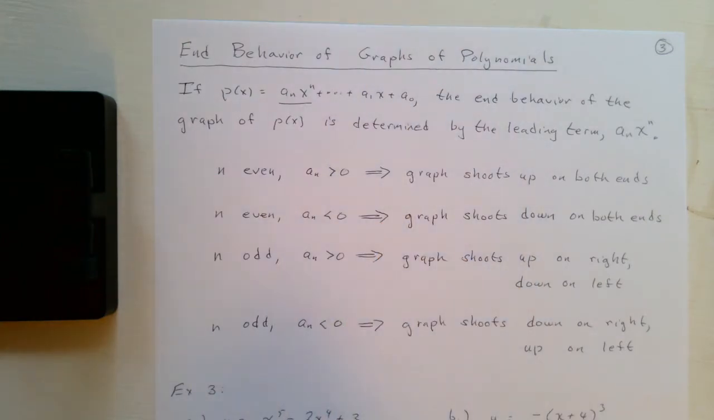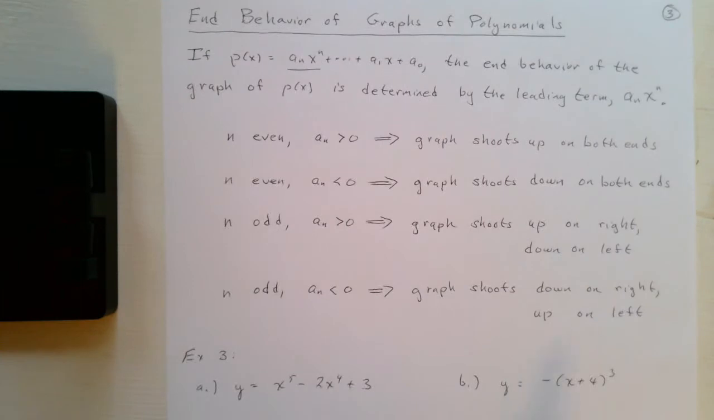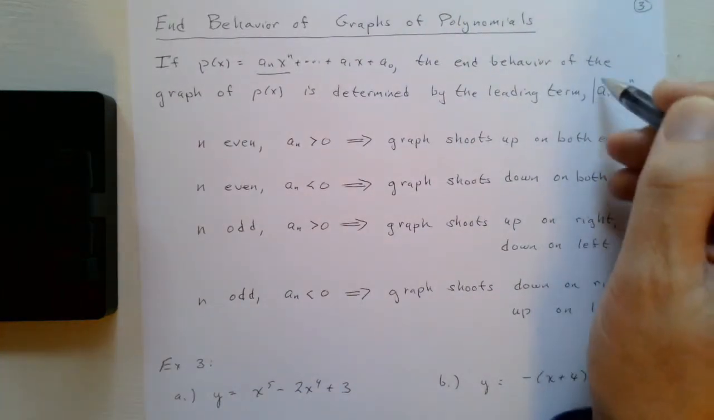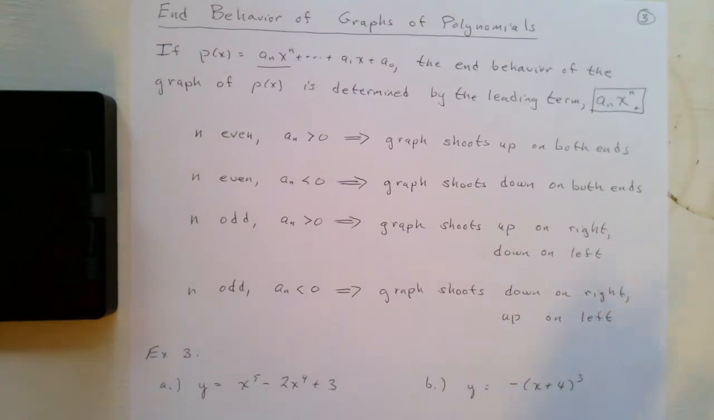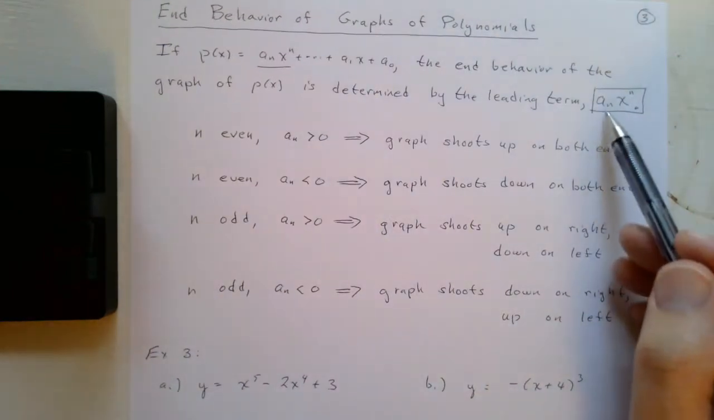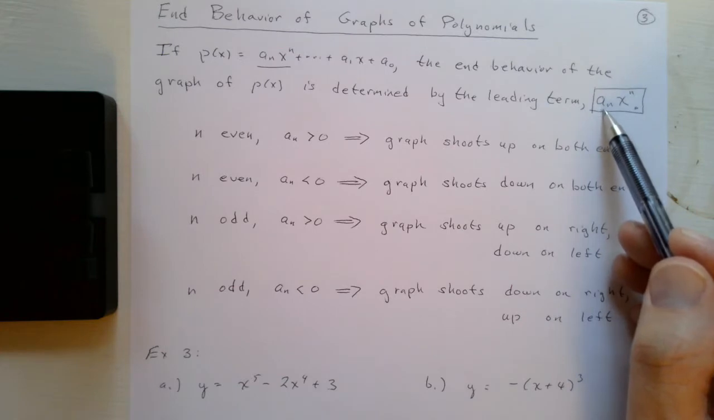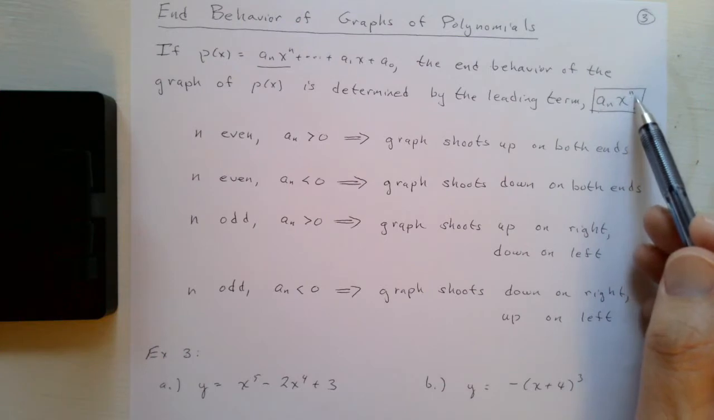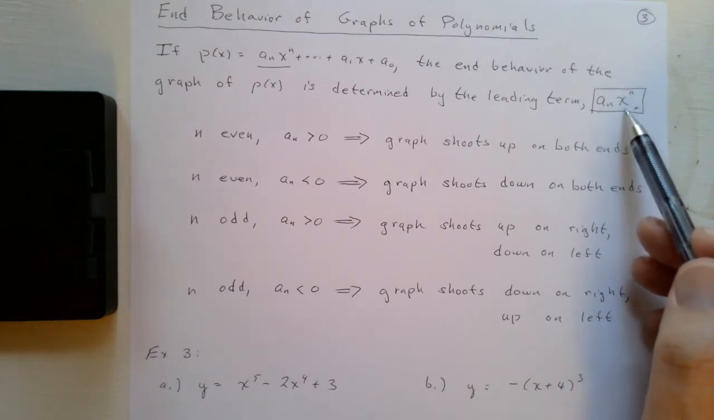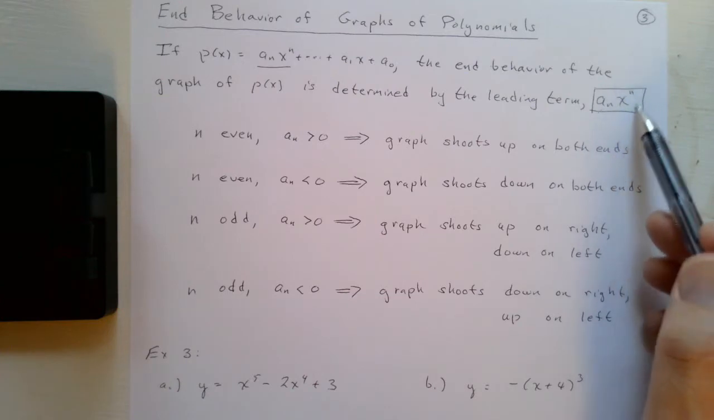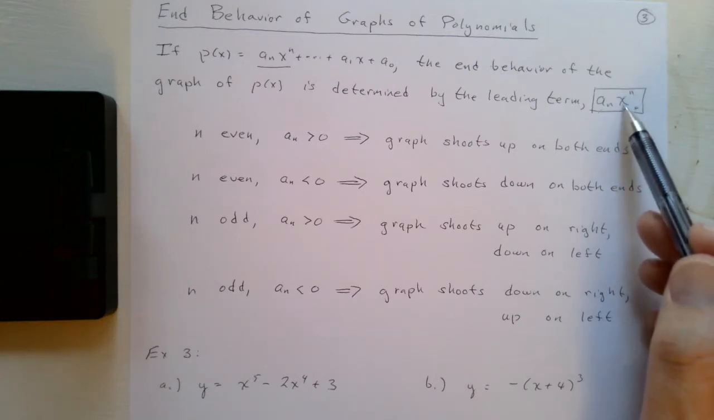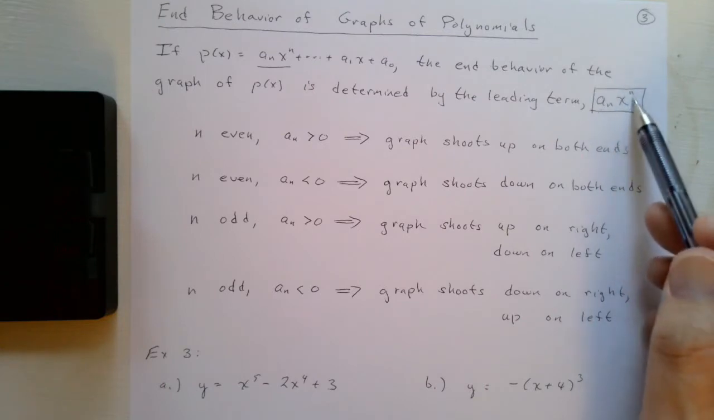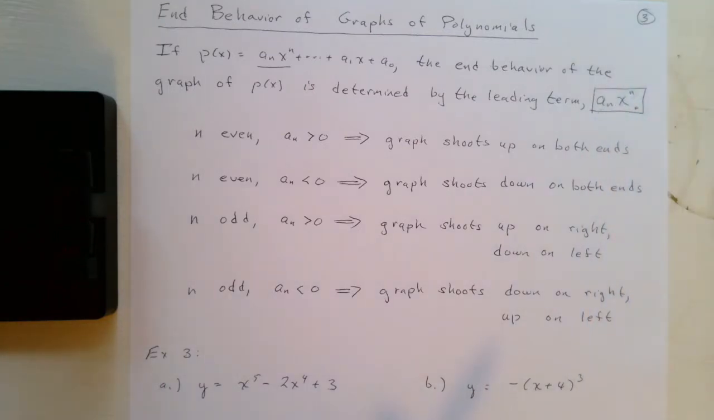Okay, so to see what happens, if we were just to focus on this term here, we need to know what the sign of this a sub n, the leading coefficient, is. Is this positive or negative? And then we also need to know if n is odd or even. Because if x is a negative number and n is even, then this is going to be positive. But if x is negative and n is odd, then x to the n is negative. Okay, so that's really all we need to do to find the end behavior of a function. And we break it down into these four cases.